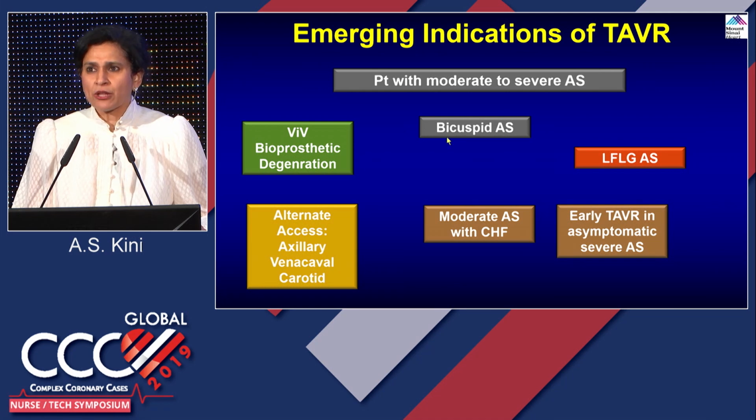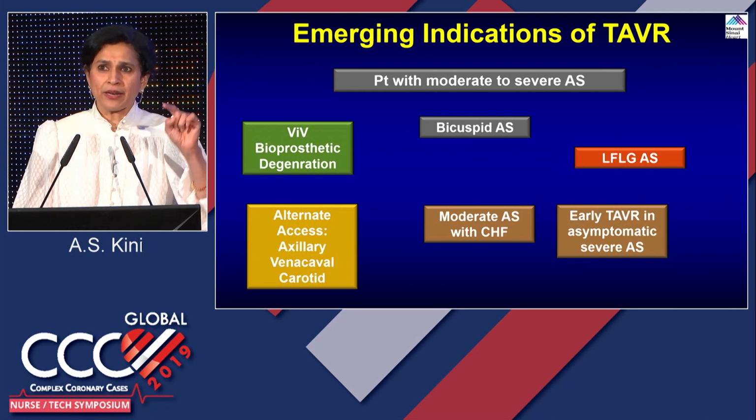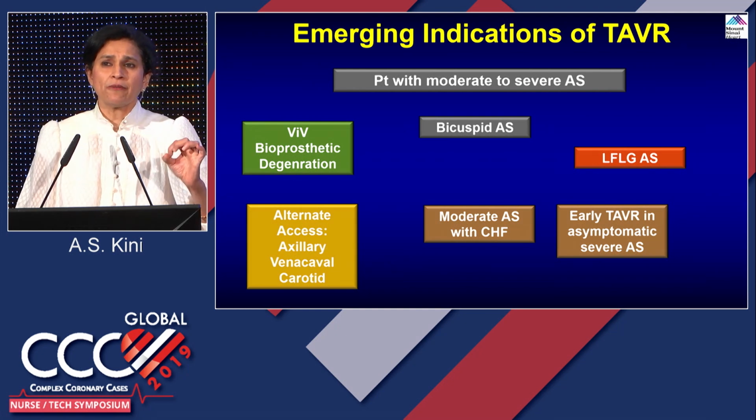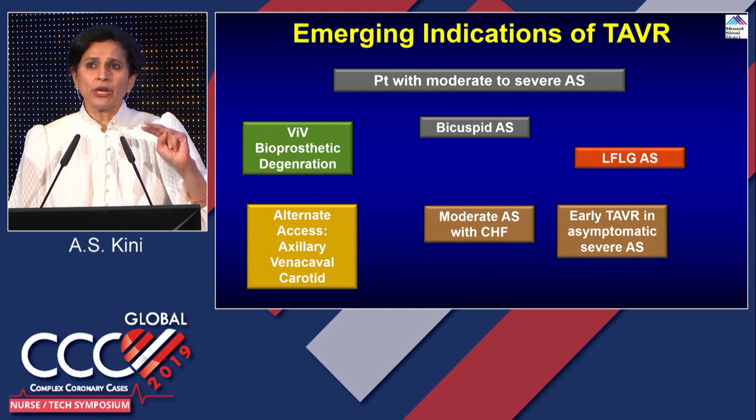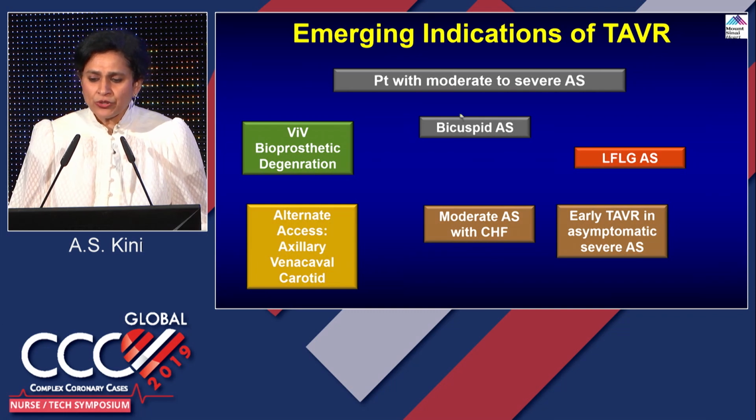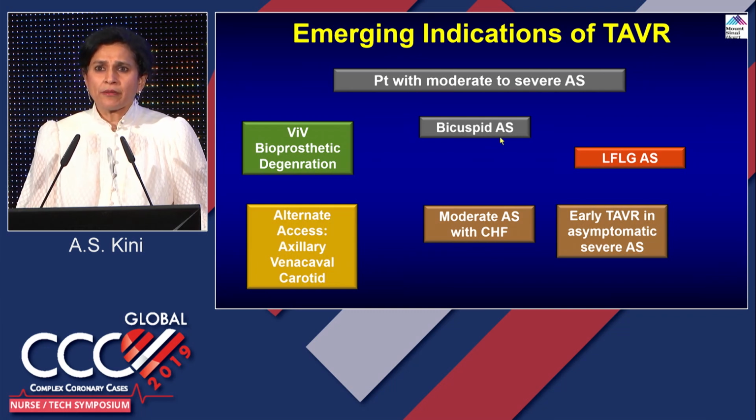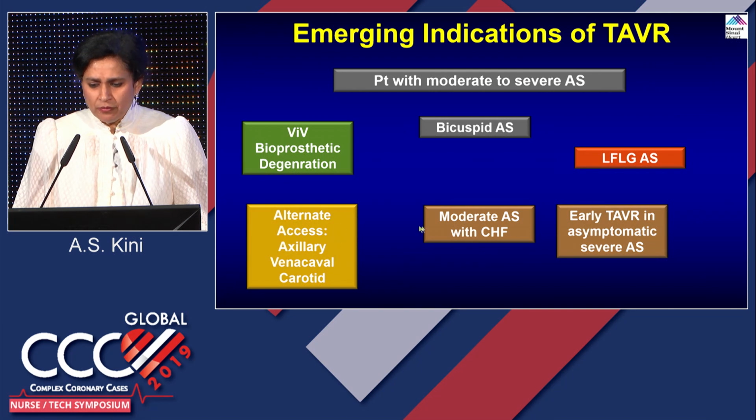Bicuspid is another pathology. Normally, as in the picture that I've shown, there are 3 leaflets. The aortic valve has 3 leaflets, but you could be born with only 2 leaflets. And if that's the case, they usually become symptomatic in their 40s or sometimes maybe early 60s. So if it is a bicuspid aortic valve, usually the pathology is such that the valve does not behave well in these patients. So moderate AS with CHF and early TAVR is what I just discussed.